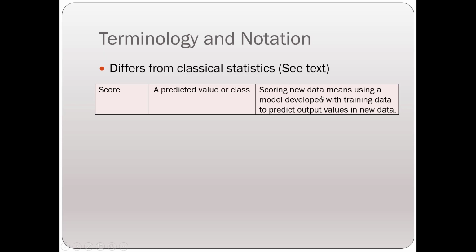So scoring new data means using a model developed with training data to predict output values in the new data set. Remember, this new data set does not have a value for target, it only has values for the predictor variables.